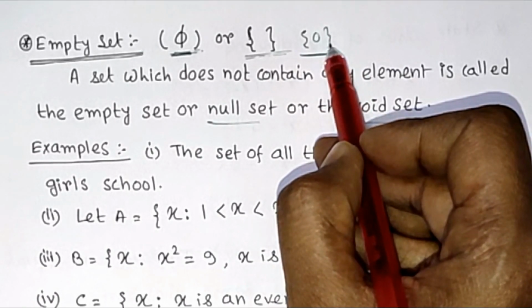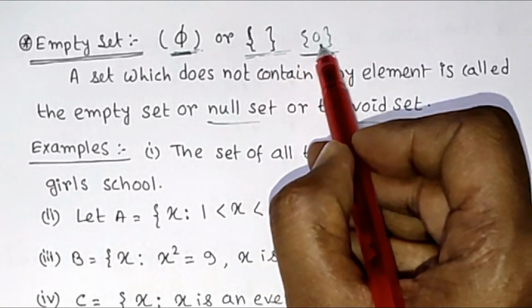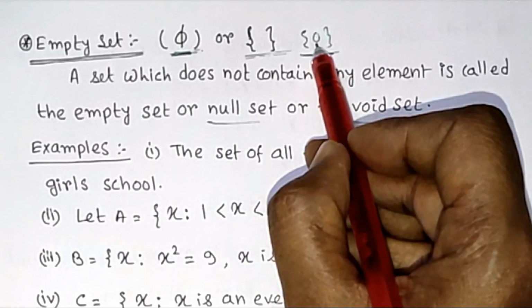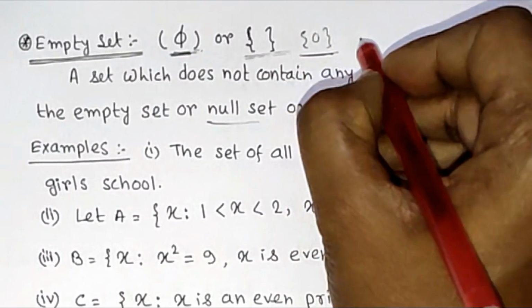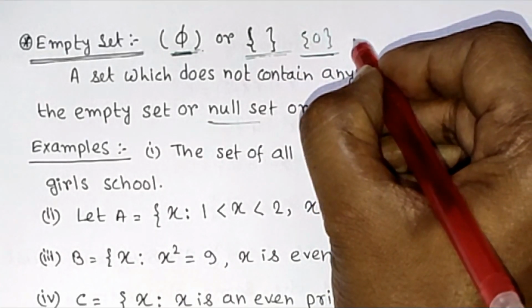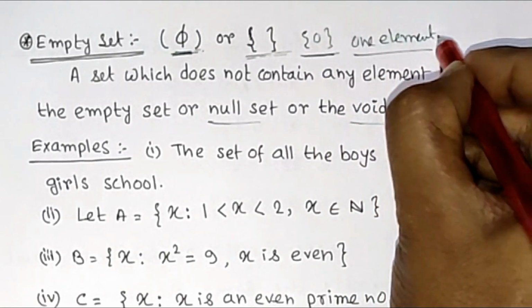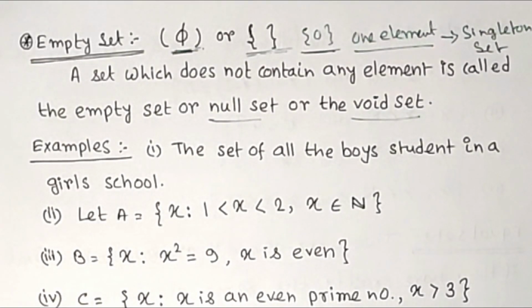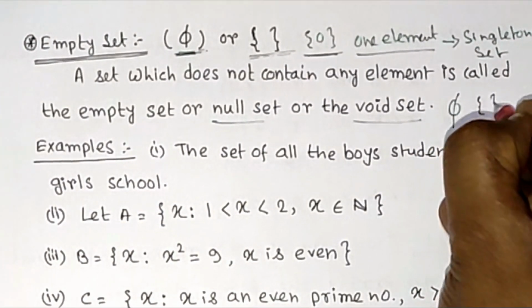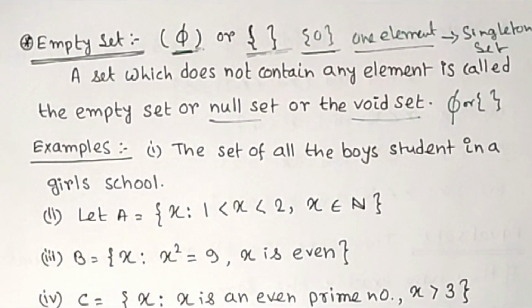But remember, to represent a set we use curly brackets. Now if we write 0 in curly brackets, then it is a singleton set. We know that if any set consists of only one element, then that set is known as a singleton set. So if you write 0 in curly brackets, then it indicates that the set is a singleton set, not the empty set. So don't make any mistake when writing the empty set. To represent the empty set, use the symbol phi or only the curly brackets. Okay, let's look at some examples.